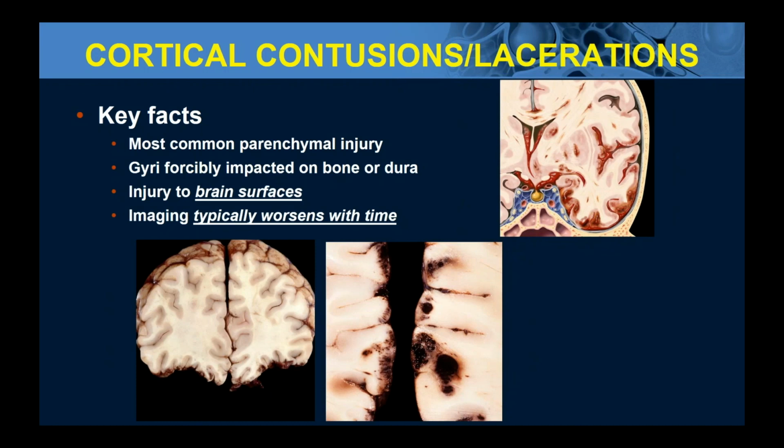And they look pretty much in the brain like they would if you fell down and skinned your knee. Here's an anatomic drawing looking at what cortical contusions look like, and they are brain bruises pretty much in the gray matter over the surface of the brain.